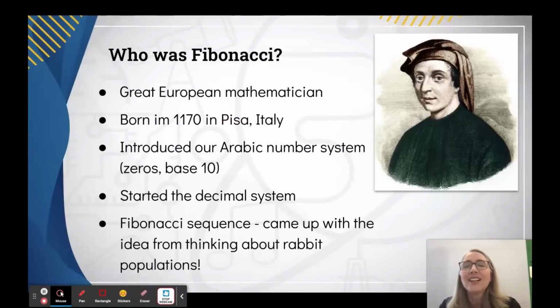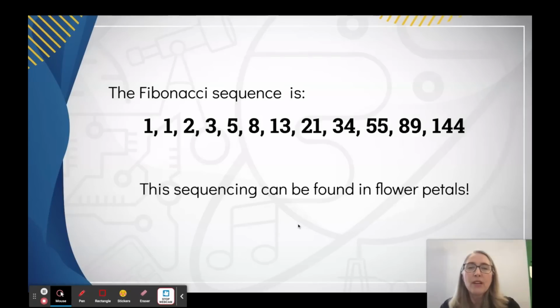Glad you asked. So he's this great European mathematician, and he was born in Italy. And he introduced the Arabic number system, which includes 0 or base 10s, 10s, 20s, things like that. He introduced that to Europe. He also started the decimal system. And he was the one that came up with this interesting sequence of numbers. He was thinking about rabbit populations, and he came up with this pattern that he kept seeing over and over again. Fibonacci discovered this amazing number pattern.